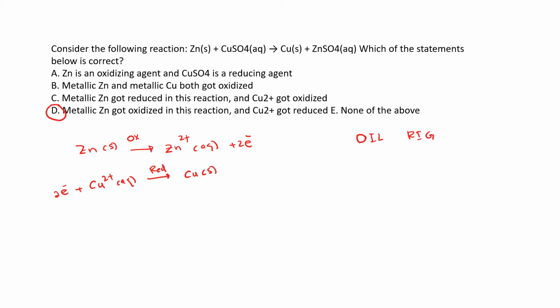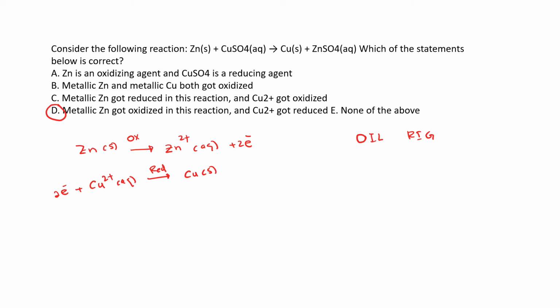This is the metallic zinc. That's why it's identified as solid. And it makes the zinc sulfate in aqueous solution. That means in the aqueous solution, it exists as zinc 2+ ions and sulfate ions. That means the metallic zinc undergoes oxidation to zinc 2+ because it's a loss of electrons. Metallic zinc got oxidized in this reaction. Yes, so this is the correct answer.